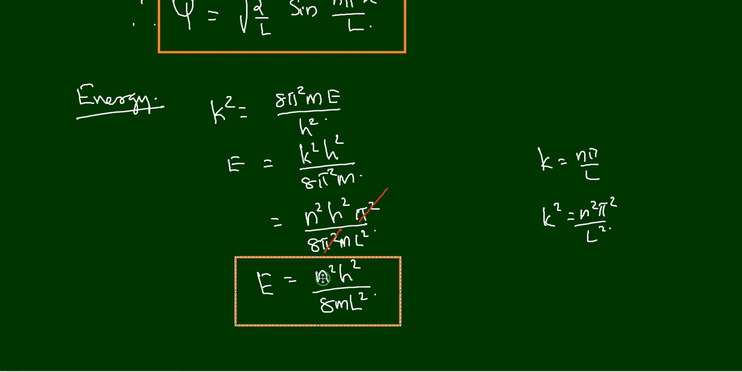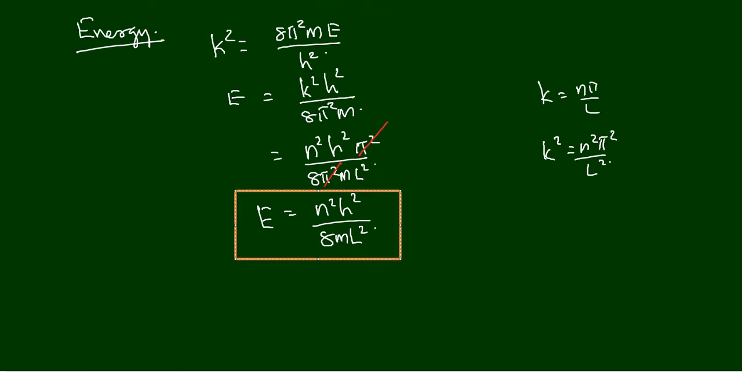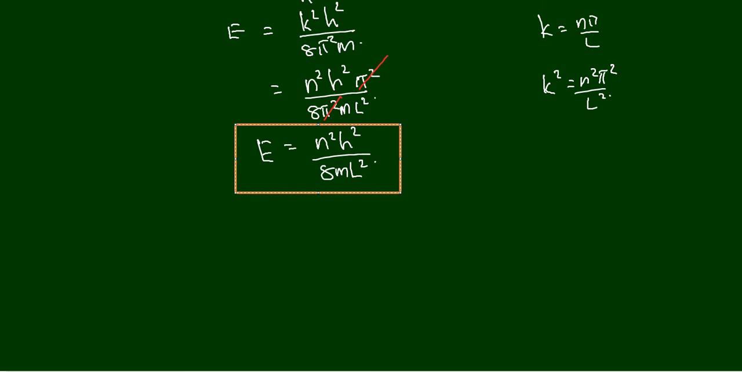But n can change. N can be 1, n can be 2, 3, 4, etc. Any integer from 1, right? So for different values of n, we will get different values of E. Since the value of E depends upon n, let me call this as En. En just represents that the E value depends upon n.